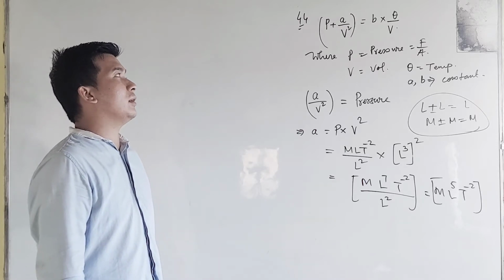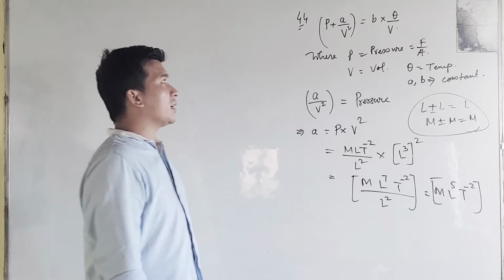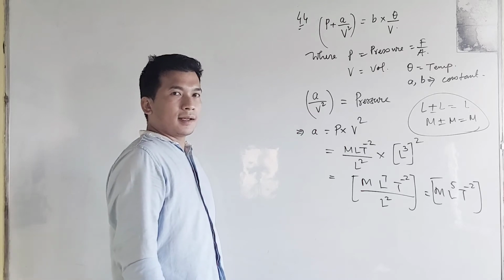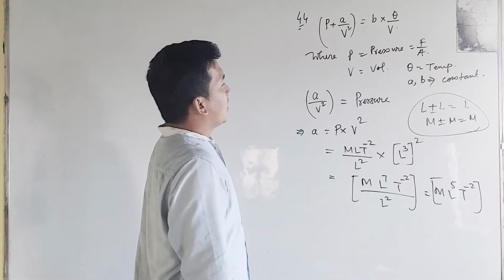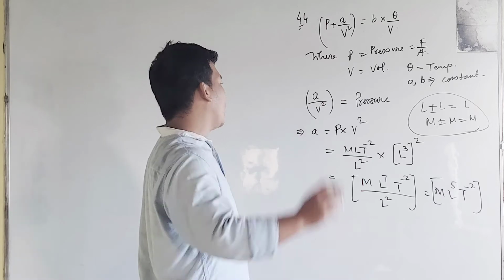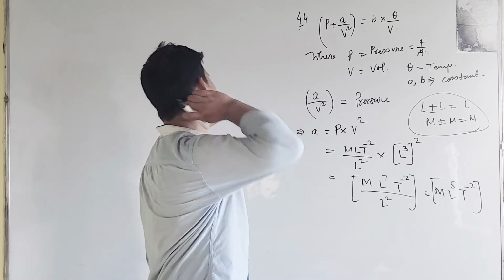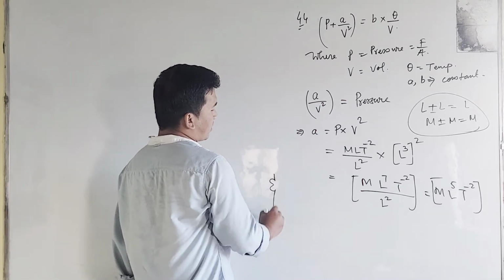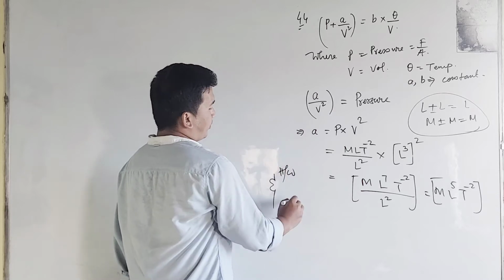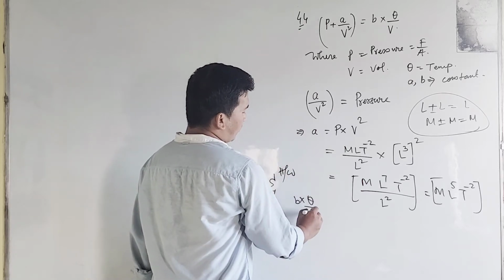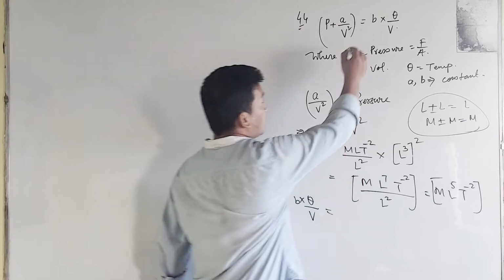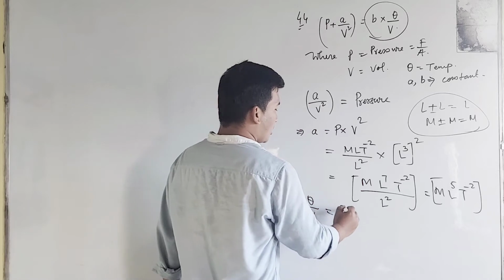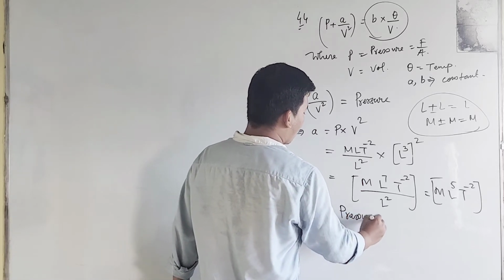How will you find out the formula for B? Try this yourself; this is your extra homework. We can put it like this: B into theta divided by volume must be equal to pressure. This must also be equal to pressure, as per the principle of homogeneity.